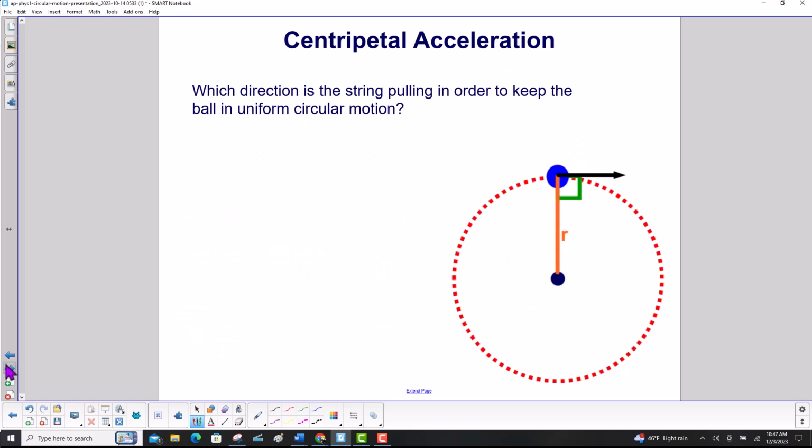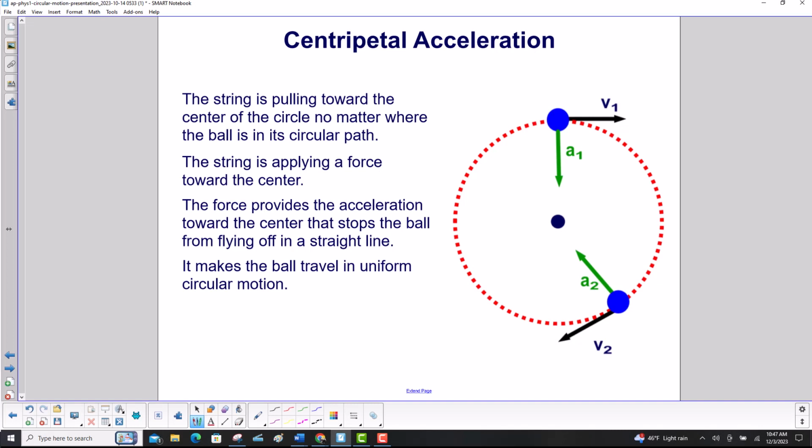Which direction is the string pulling in order to keep the ball in uniform circular motion? The string is pulling towards the center of the circle, no matter where the ball is in its circular path. The string is applying a force towards the center. The force provides the acceleration toward the center that stops the ball from flying off in a straight line. It makes the ball travel in uniform circular motion.